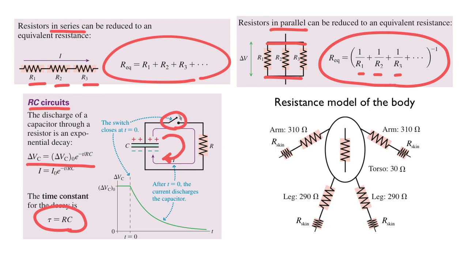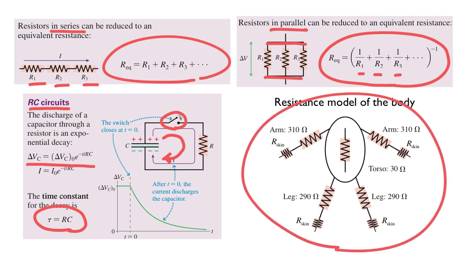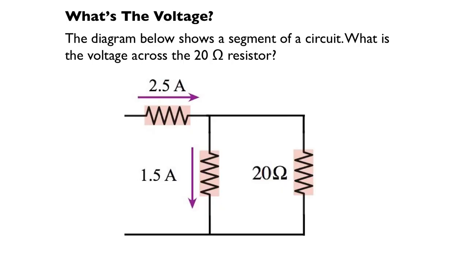Finally, when we look at resistance, and when we look at electricity going through the body, and we're going to consider that when we're talking about electrical safety, we have a resistance model of the body that looks like this, and we'll talk about how that works in a little bit. Now, last week we talked about Kirchhoff's Voltage Law and Kirchhoff's Current Law, and we're going to start the week with a couple of things that test our understanding of that.